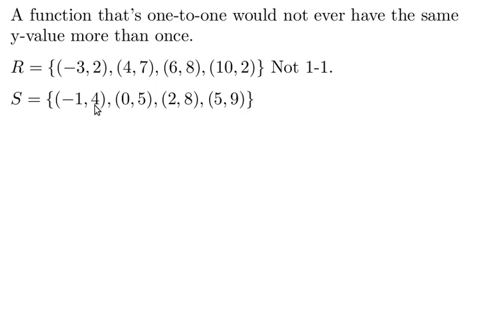Yes, it is, because, see, there's a 4 here, there's no other 4s. There's a 5 here, there's no other 5s. There's an 8 here, there's no other 8s. There's a 9 here. We've already eliminated everything else, so there's no other 9. So this is an example of something that is one-to-one.